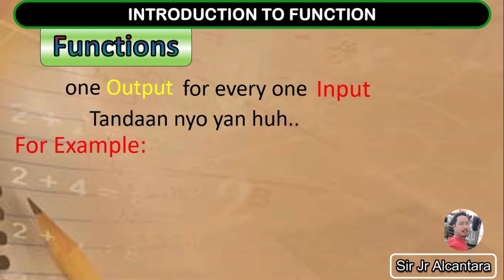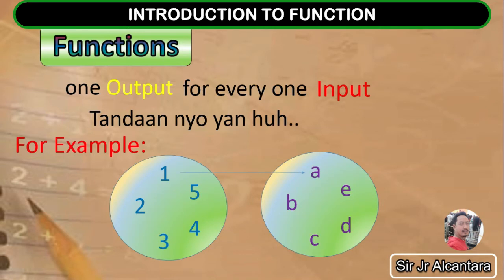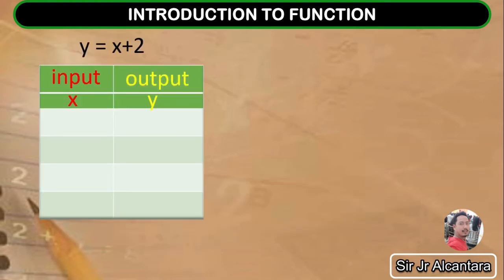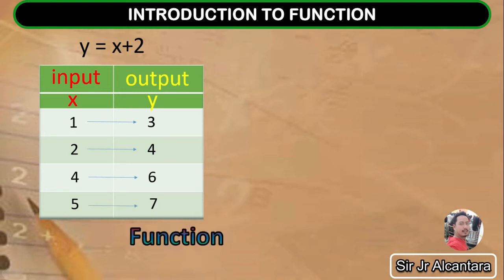Tandaan nyo yan. For example, 1 is to A, 2 is to B, 3 is to C, 4 is to D, at 5 is to E. For example natin number 1. Y is equal to X plus 2. 1, 2, 3, 4, 5. Kapag X is equal to 1, Y is equal to 3. Kapag X is equal to 2, Y is equal to 4. Kapag ito naman ay naging 4, 4 plus 2, 6. Ito naman ay naging 5, 7. So, isa lang ang output niya, function.